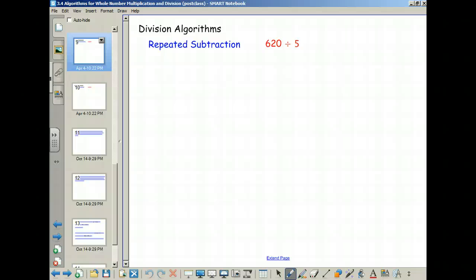Right, so last time we worked on multiplication algorithms. Without looking at your notes, everybody look at my eyes. What was one of them? Lattice. Lattice. What else? Partial products. That was cheating, Megan. Partial products is one of them.